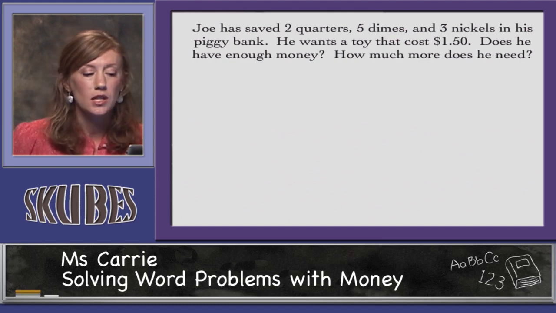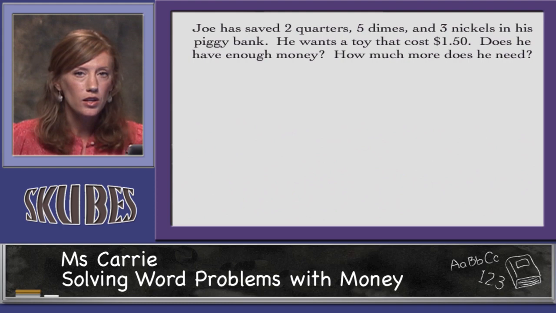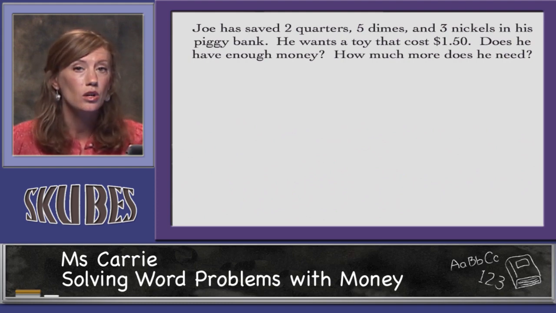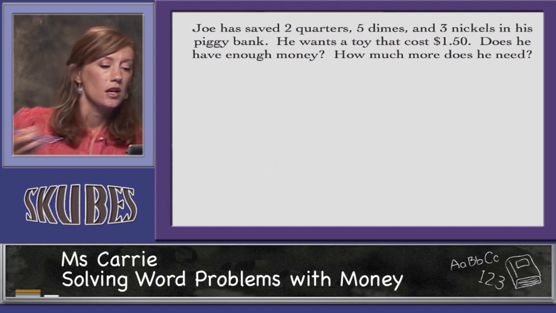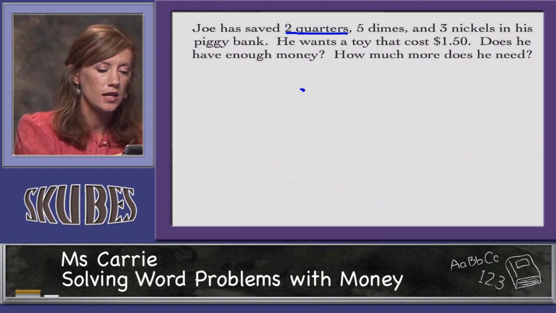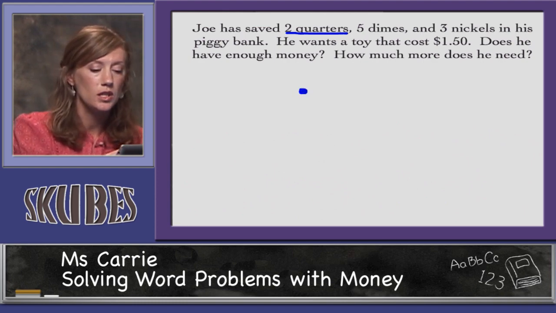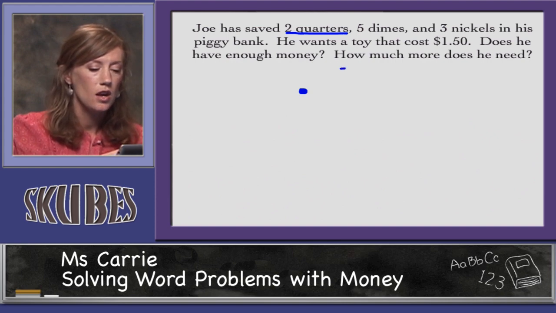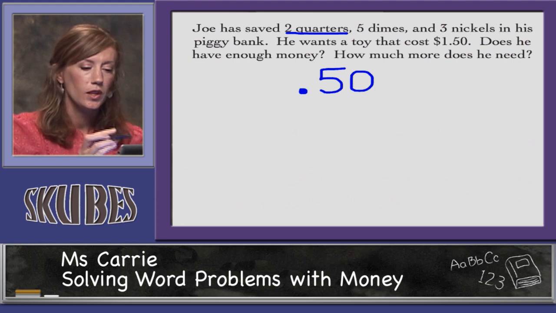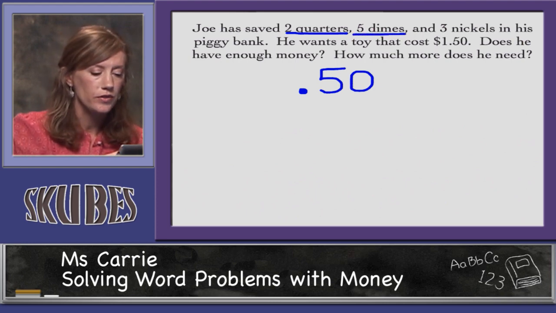Well, the first thing we need to find out is how much money Joe has. And instead of drawing all the coins out, let's write it in decimal form because it will be easier to stack it up and add it. So he has 2 quarters, that's 50 cents. And the way we write 50 cents with a decimal is to do our decimal, our dot first, and then 50. This says 50 cents right here.